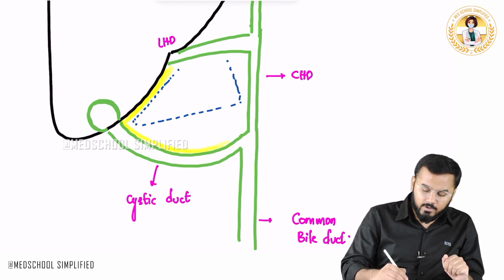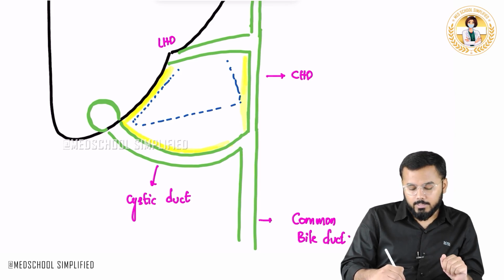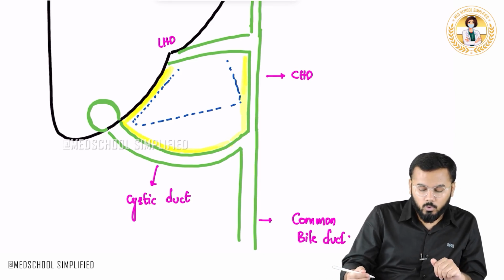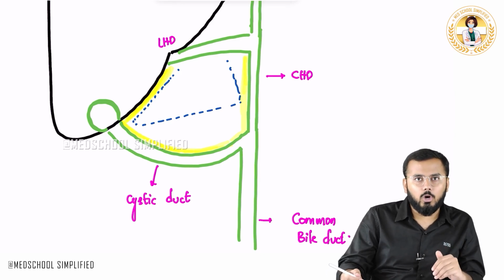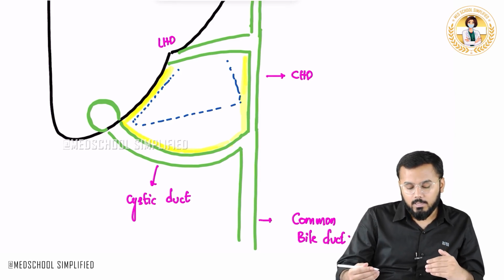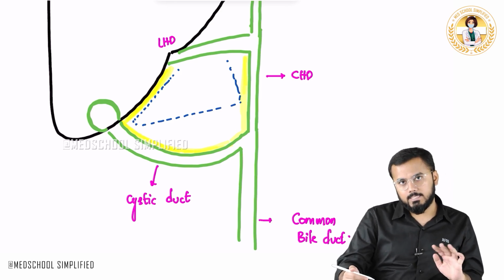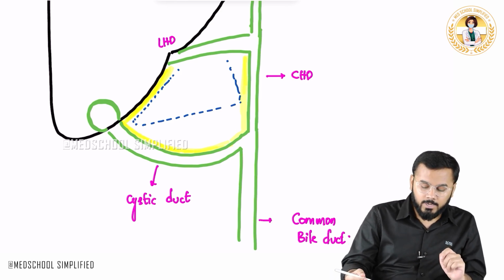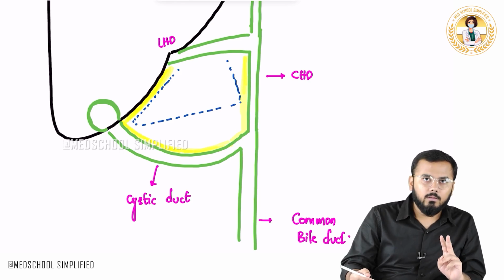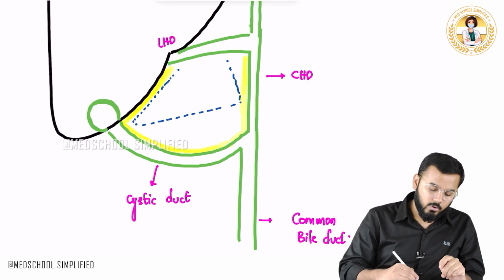And after that, what does the medial border consist of? The medial border consists of the common hepatic duct. Though with my picture here it might not look like a triangle, because the anatomical representation is somewhat different, still it is a triangle. So this triangle has three important borders. What are those three important borders?